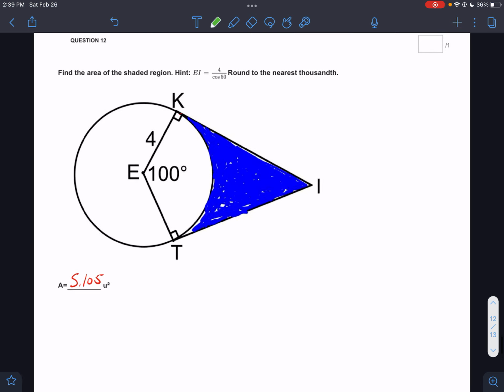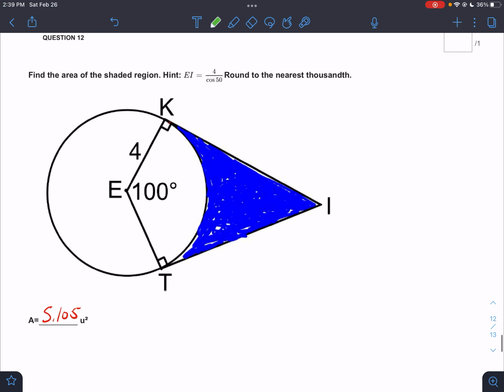Find the area of the shaded region, hint EI. So they tell you how long EI is. That's this one. So EI is that number, round to the nearest thousandths. Well, the name is Kite. Here's the thing. If I draw EI here, something I'm seeing is I know that that's 4.